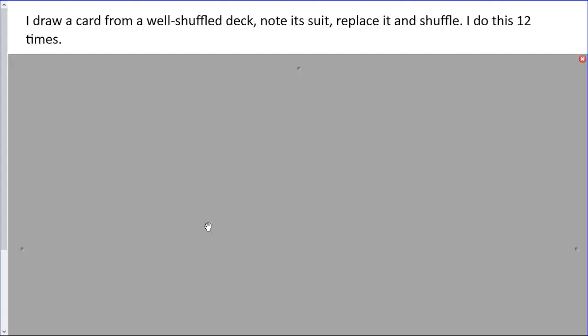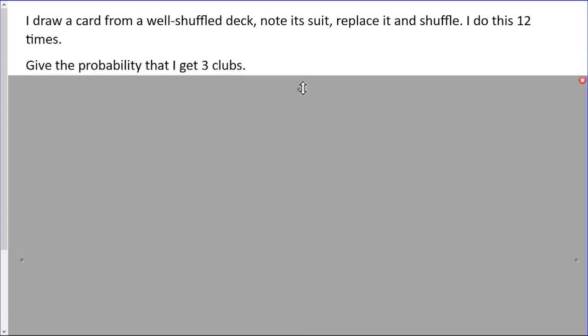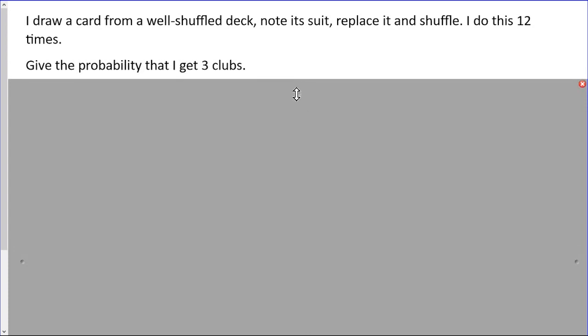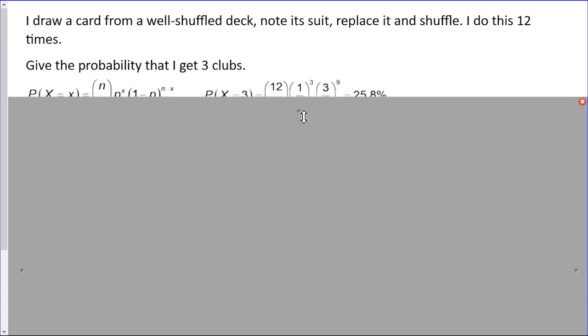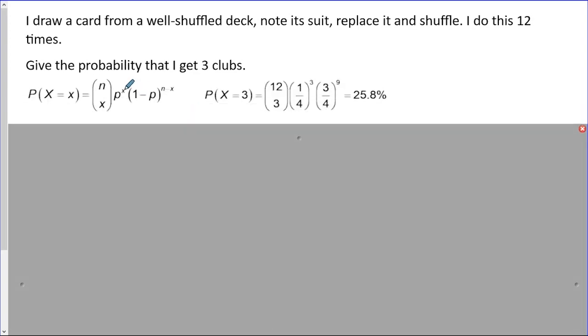Okay, so let's look at an example of each. I draw a card from a well-shuffled deck. I note its suit, replace it, and shuffle. I do this 12 times. Now, this is definitely a binomial distribution because each time my chance of getting a certain suit stays the same. Let's look at the probability that I get 3 clubs. The probability of a club is a quarter, and it remains a quarter each time. So using this formula, notice I've got these two probabilities. The probability of a club is a quarter. The probability of a non-club is 3/4. Note that these numbers always add to 1: p and 1 minus p.